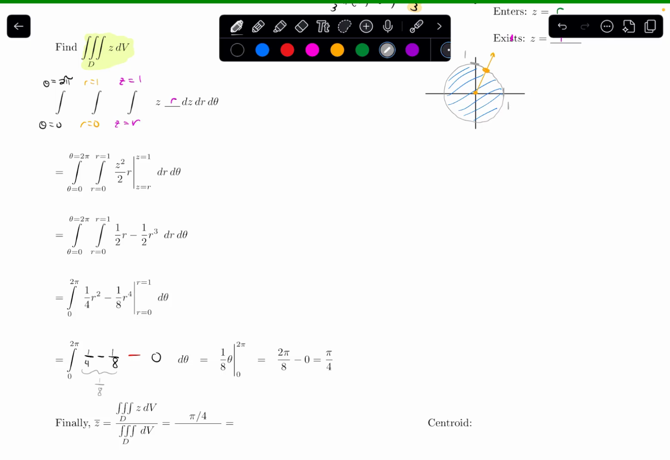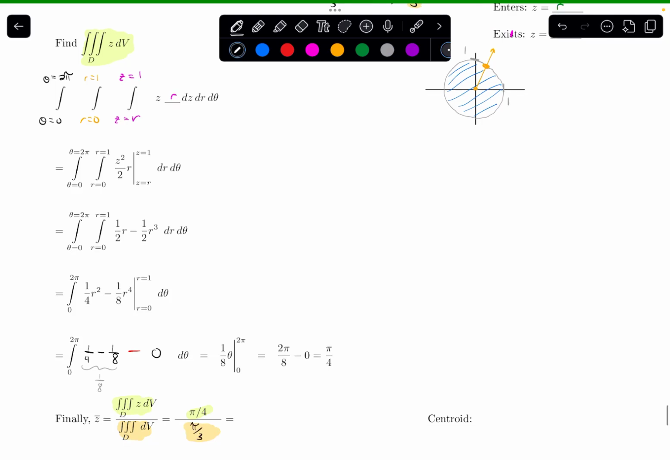Then I could get a common denominator and subtract these, and it becomes 1/8. Then if I do the antiderivative with theta as the variable, I get 1/8 times theta. I then plug in the 2 pi and the 0, and this just becomes pi/4. So my integral on the top just becomes pi/4. Remember, the one on the bottom represented volume, which we got earlier. The volume was pi/3. And then doing the division, this just becomes 3/4. So for my centroid, the x and y coordinates are both 0. The z coordinate I now know is 3/4. Okay, and I got it.